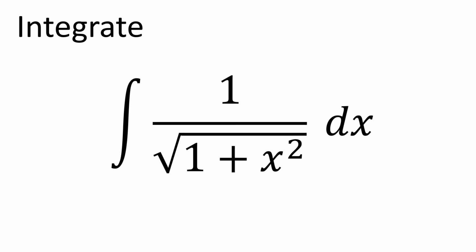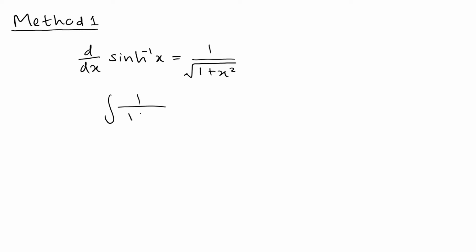we're going to recall one identity. If you look at the derivative of the inverse hyperbolic sine function, sinh inverse x, you know that it is 1 over the square root of 1 plus x squared. So that is exactly what we have. Because of that, you can say that the integral of 1 over square root of 1 plus x squared dx is equal to sinh inverse x plus c.